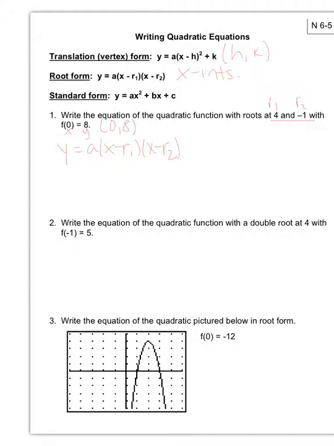Now, notice we know r1, r2, x, and y, so the only thing that we're missing is our a. So the first thing that you're going to have to do is find your a on each one of these problems. So I'm going to plug in for y. Notice on your ordered pair that you have, it's 8. We don't know a. We know our x value is 0. We're subtracting our r1, which is 4. And then x is 0. We're subtracting our r2, which is -1.